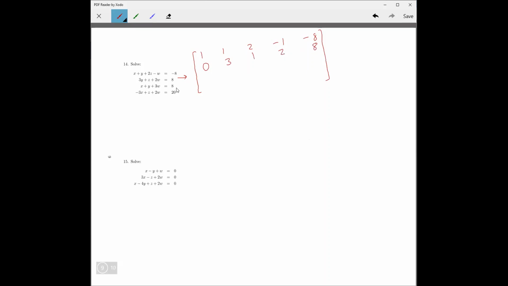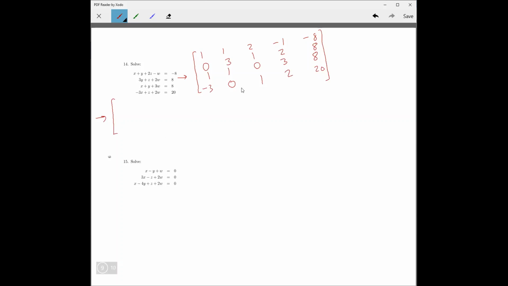is 8. And then for the third one, x is 1, y is 1, z is gone. There's no z, so that's a 0. And then w is 3, and then the other side is 8. And then the bottom one is -3. There's no y, so you got to put 0 there. Z is 1, and then 2w, and then a 20. Okay, so we have that matrix there. And well, I didn't save myself very much space.